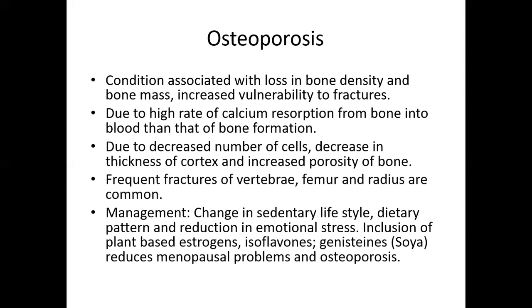This is due to a decreased number of cells, decrease in thickness of the cortex, and increased porosity of bone. The bones become very porous, with a lot of holes. You can see it in the microscopic image, a lot of holes on the bone. So what are the problems associated with this? Frequent fractures, especially of the vertebra, the femur, that is the thigh region, and the radius, the hand region.